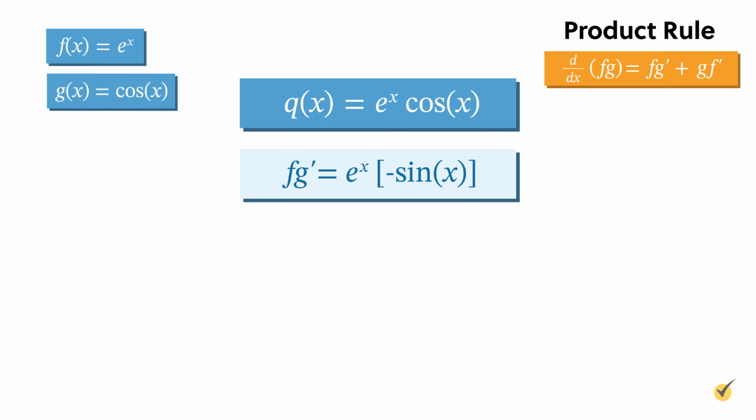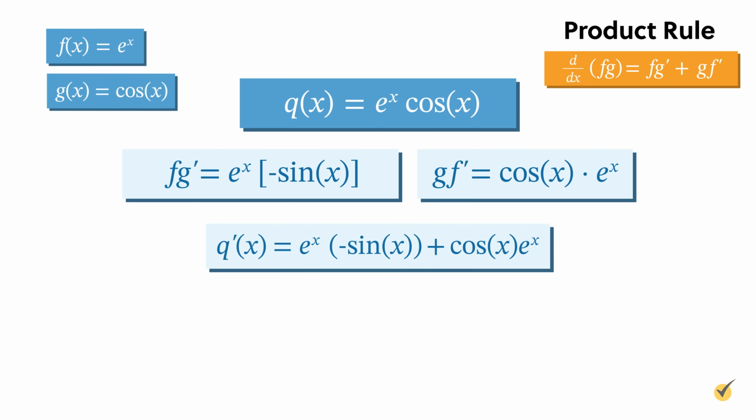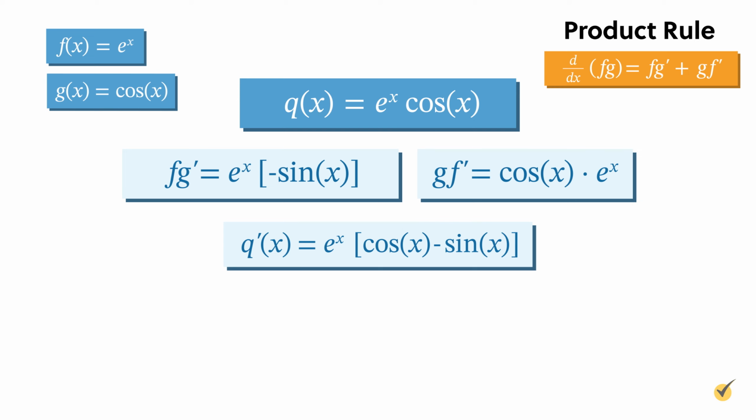Then, we're going to add the second function multiplied by the derivative of the first function. Since e to the x is its own derivative, g times f prime is cosine of x times e to the x. Combining both parts, we get q prime of x equals e to the x times negative sine of x plus cosine of x times e to the x. We can clean this up a little bit by factoring the e to the x out from both terms and rearranging a bit. E to the x times the quantity of cosine of x minus sine of x.